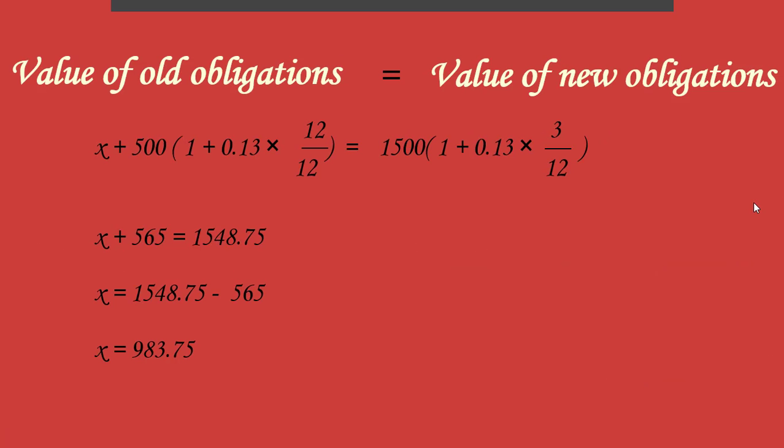The main formula: value of old obligations equals value of new obligations. Value of old obligations, $1,500 times 1 plus 13% by 3 over 12, gives $1,548.75. The left hand side is X plus the value of $500 for 1 year with 13%. So X will be equal 983.75.